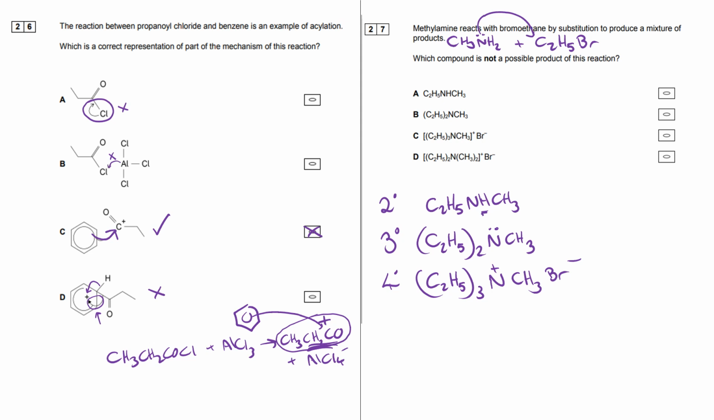So A is formed as the primary amine turns into a secondary amine. B is formed as the secondary amine turns into a tertiary amine. And C is formed as the tertiary amine forms a quaternary ammonium salt. D would not form because there's one too many methyl groups and not enough ethyl groups. So D is the correct answer.